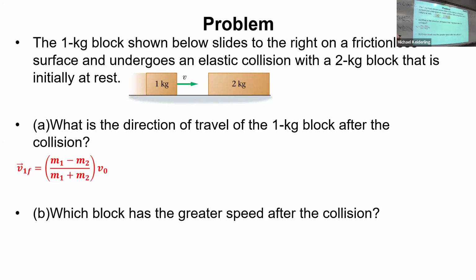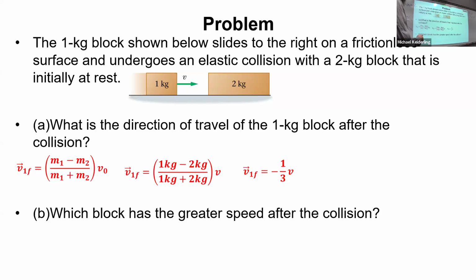Mass 1 is 1, mass 2 is 2. So that's 1 kilogram minus 2 kilograms over 1 kilogram plus 2 kilograms times V. So that's minus 1/3 times V. So our final velocity is negative. So the direction of travel of the 1 kilogram block will be to the left. It bounces off and goes backwards.